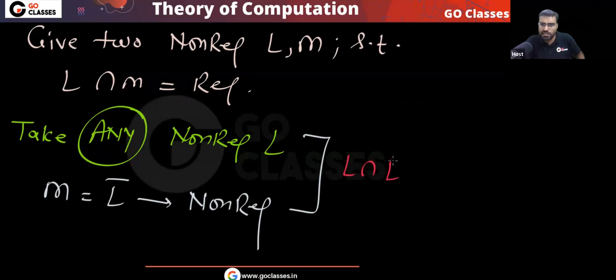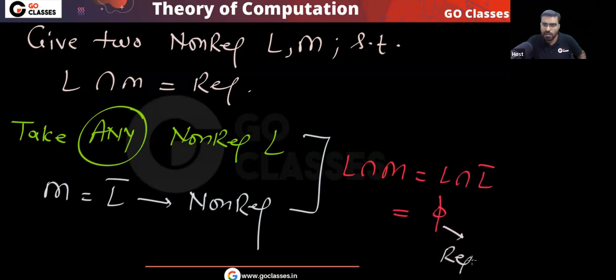Now tell me, what is their intersection? L intersection M. That is phi, and this is regular. Is this clear? So the intersection of non-regular languages can be regular.